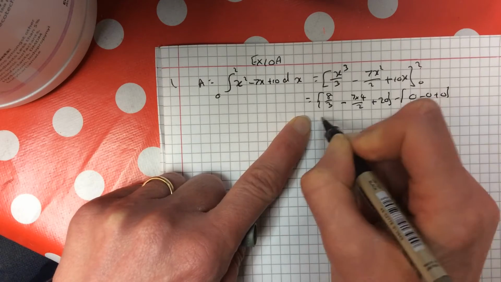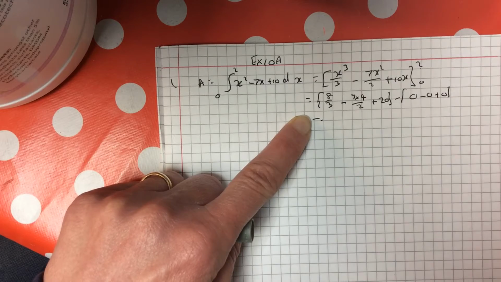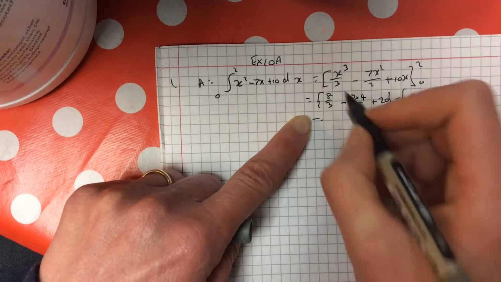Gives you all zeros. And then just go to your calculator. So 8 over 3 minus, that becomes 14. Add 20. Gives you 8 2/3.